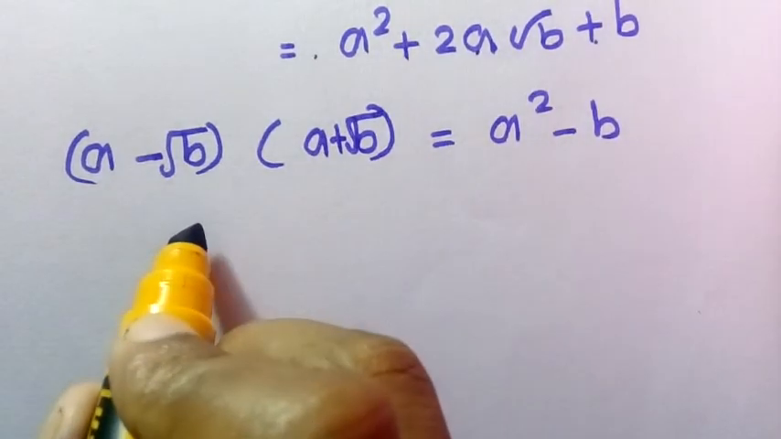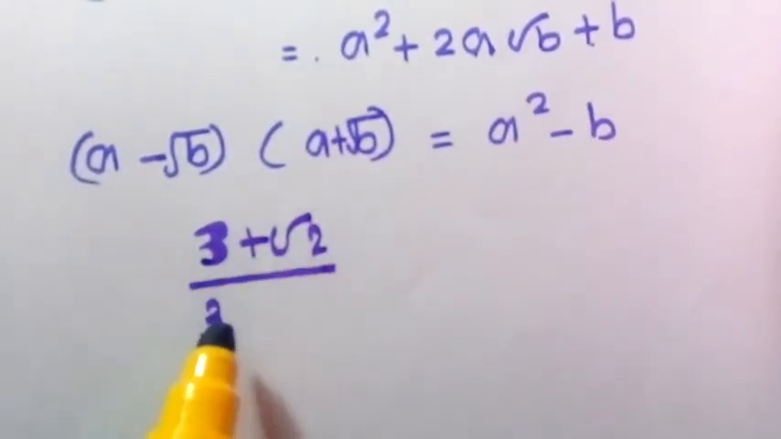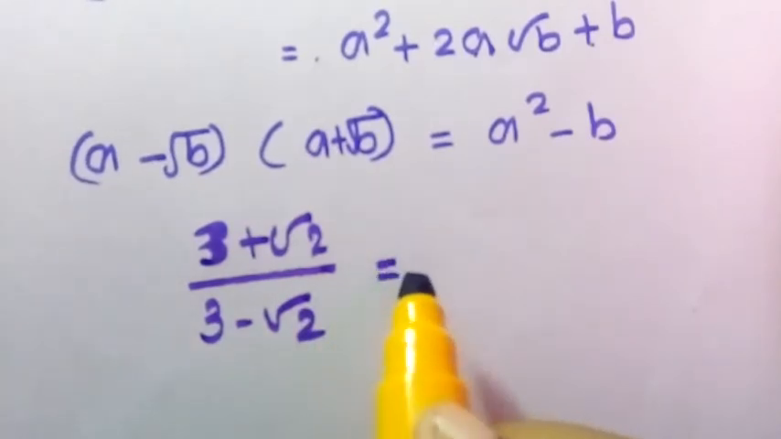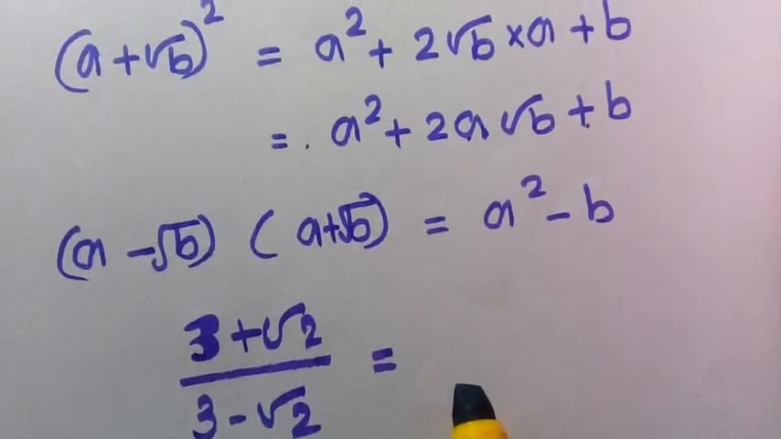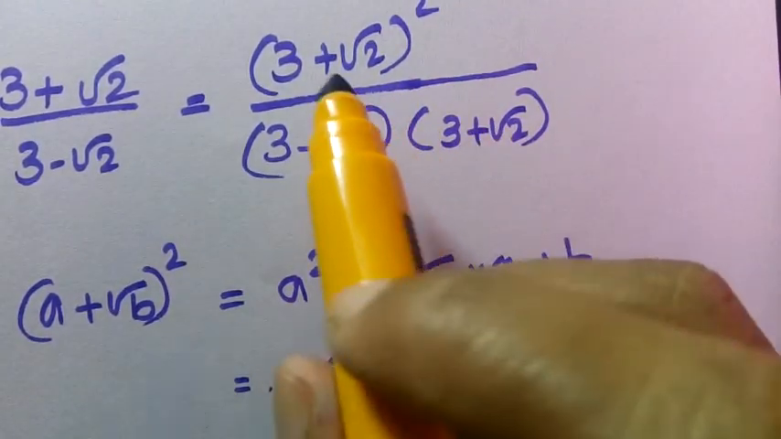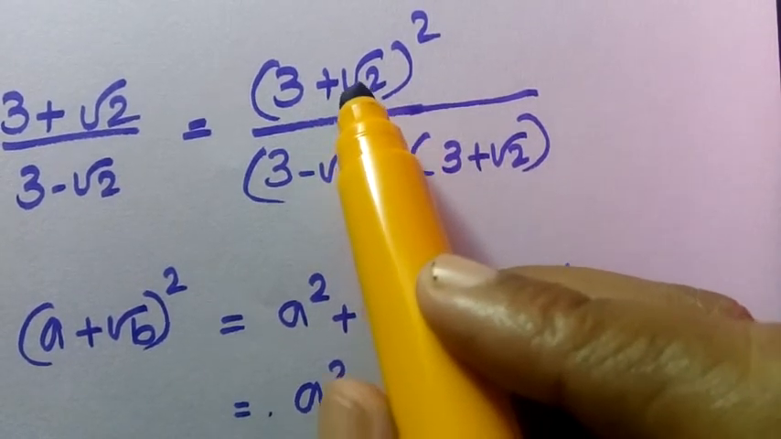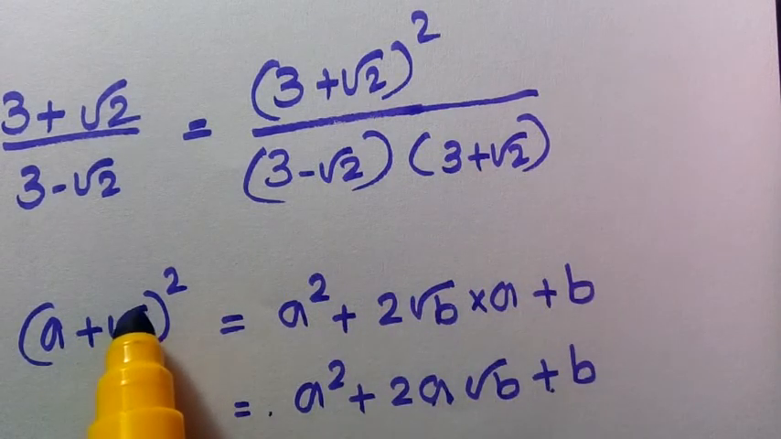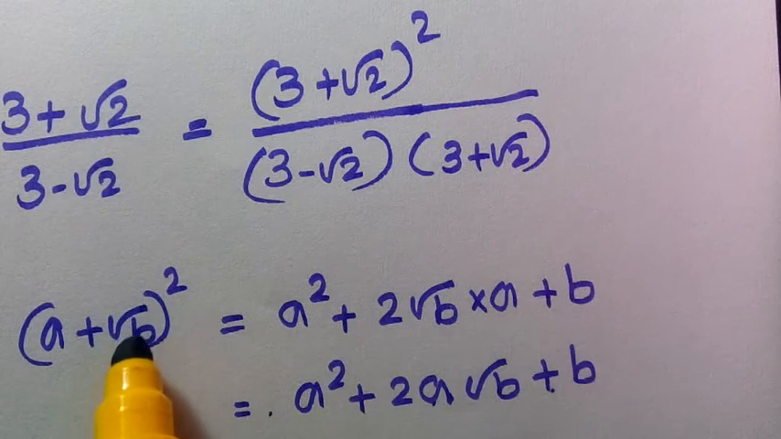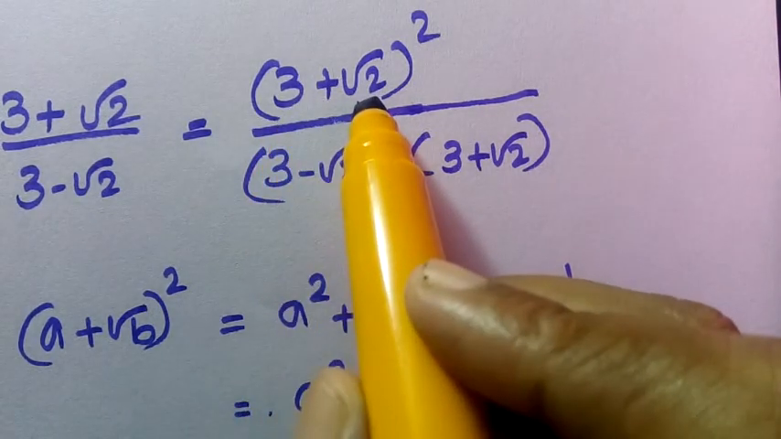So (3 plus root 2) divided by (3 minus root 2) is equal to... First we will apply the identity (a plus root b) the whole square. Here a is equal to 3, b is equal to 2. Don't take b is equal to root 2, because in our identity we already have the root. You need to take only what is inside the root, that is b. So here b is equal to 2. Okay, a is equal to 3, b is equal to 2.